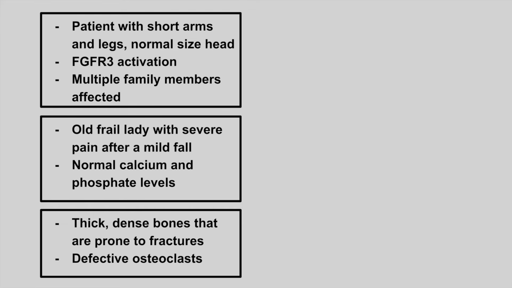Next, we have a patient with short arms and legs, a normal size head. It's an FGFR3 activation mutation, and multiple family members are affected.